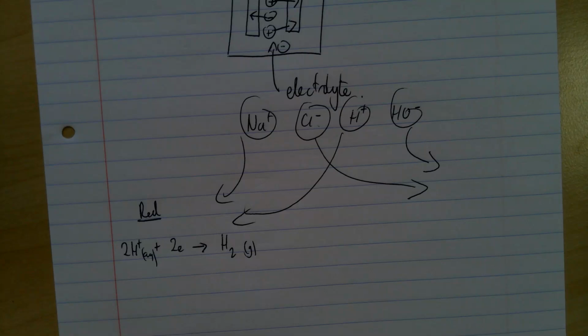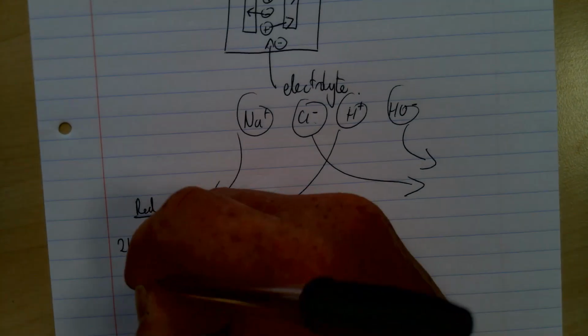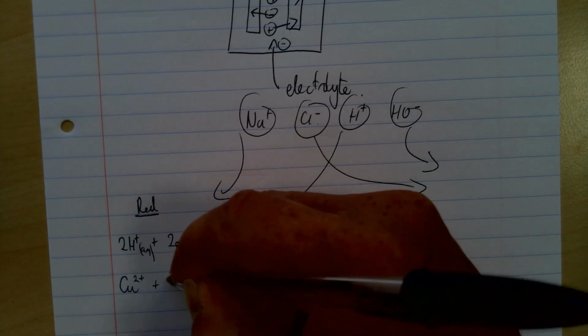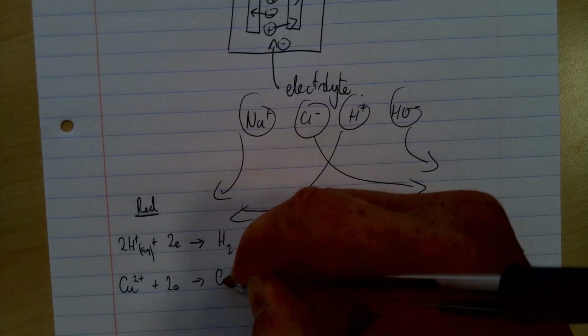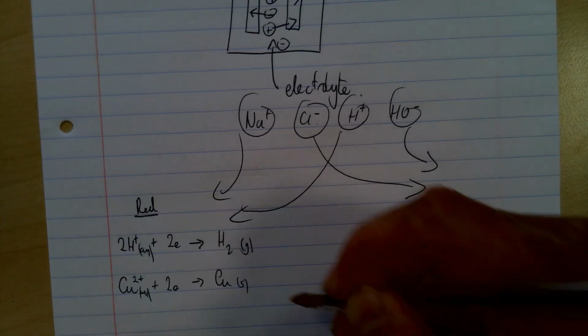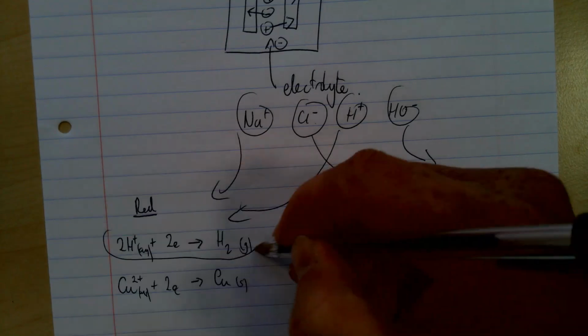The only time that doesn't happen is when you've got a very low reactivity metal. Really, it's going to be copper or silver potentially, and the copper ions gain electrons, but usually it's hydrogen.